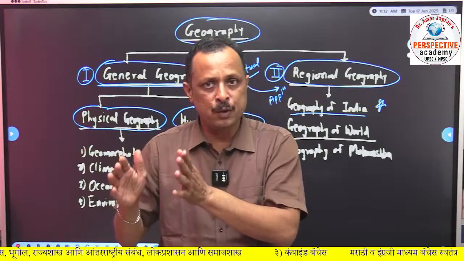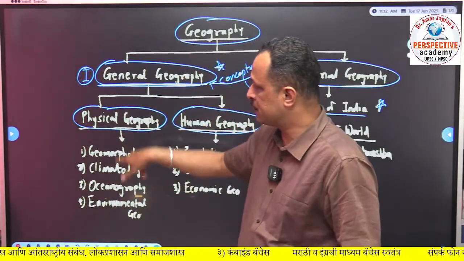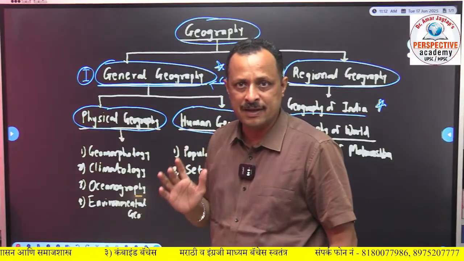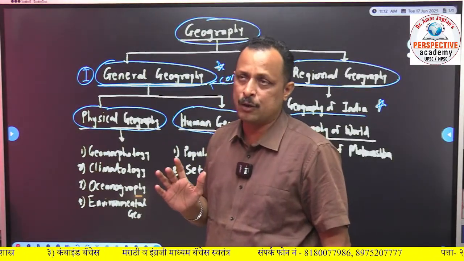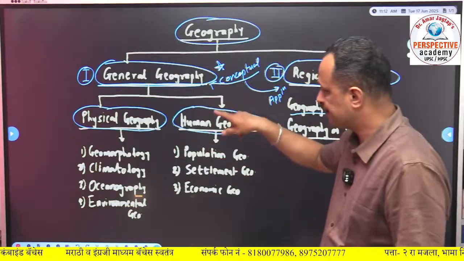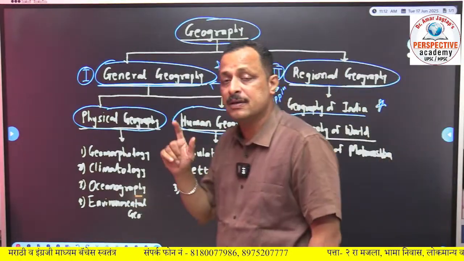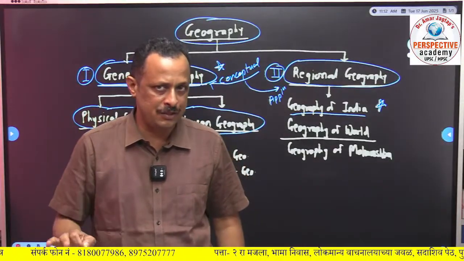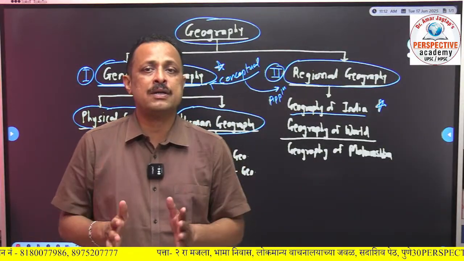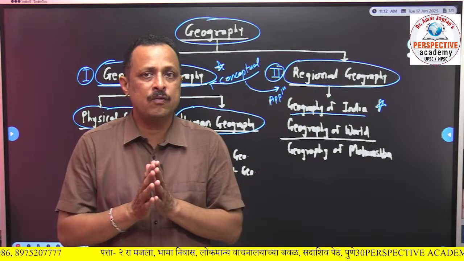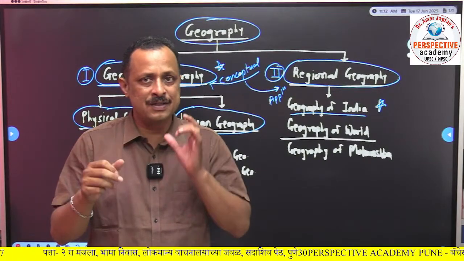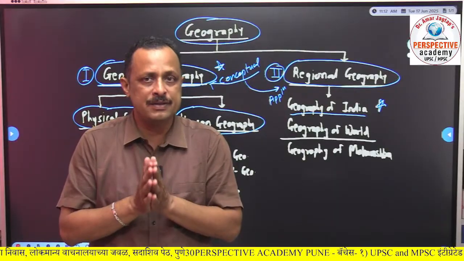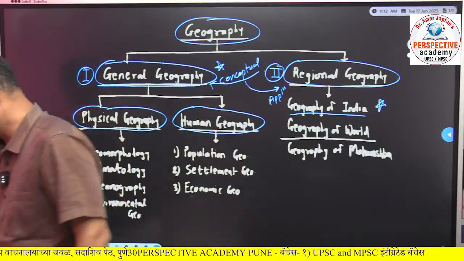Just like those pure sciences, this branch of geography, physical geography, is the pure science related part of geography. Whereas human geography is that part of geography which is purely of a social science nature. And that's why for our syllabus, geography is a wonderful combination of pure sciences and social sciences, making it a semi-scientific subject. Clear? Now we will proceed.